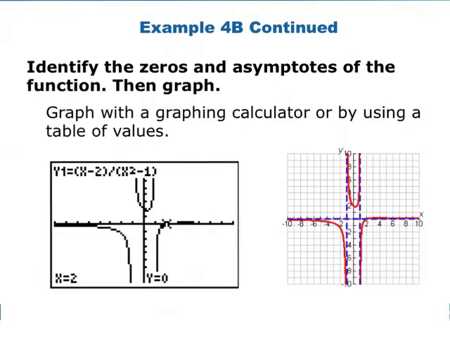Remember, my horizontal asymptote was going to be at 0, and now you're just going to plot enough points over in this domain area, in between in this domain area, and over here, until you get a feel for what the graph is going to look like. Now, my suggestion is use your graphing utility to help you determine where the graph is going to be in between each of these vertical asymptotes.